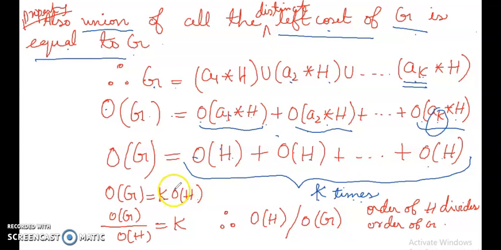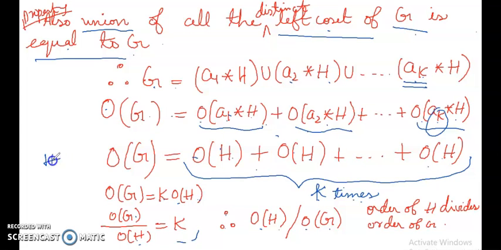Now you bring this order of H to the denominator, we get a perfect number, an integer. This is an integer, k times order of H. So we say order of H divides order of G. Therefore order of H divides order of G.